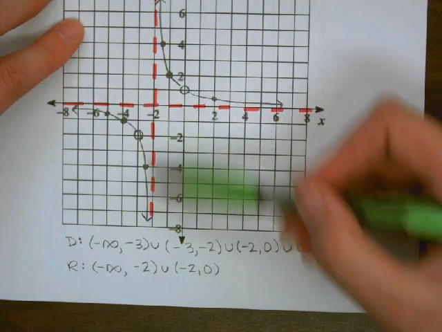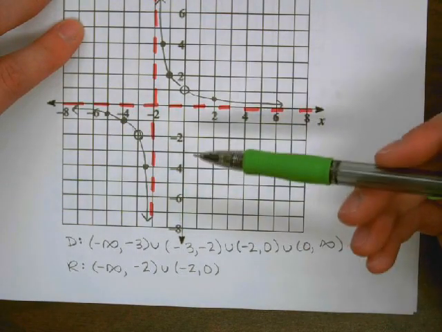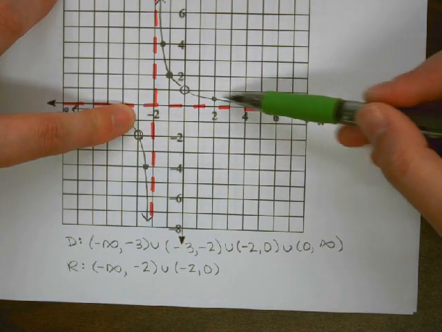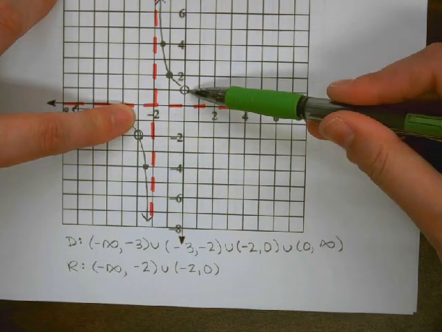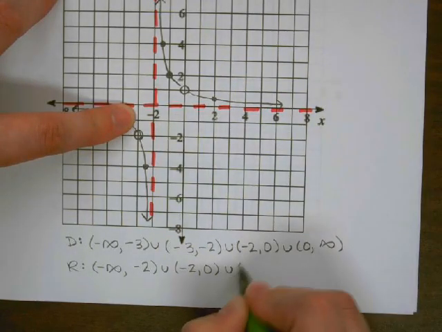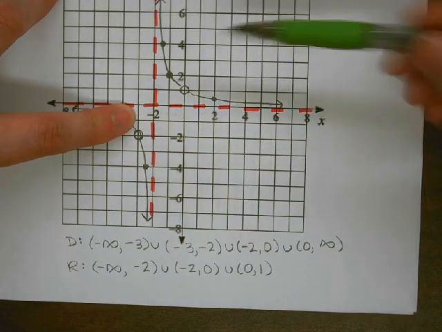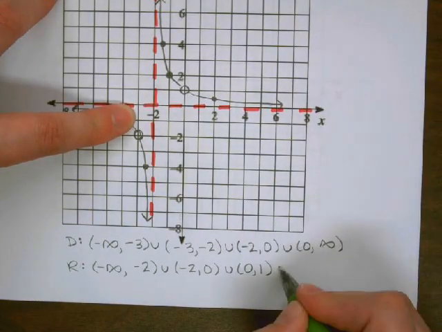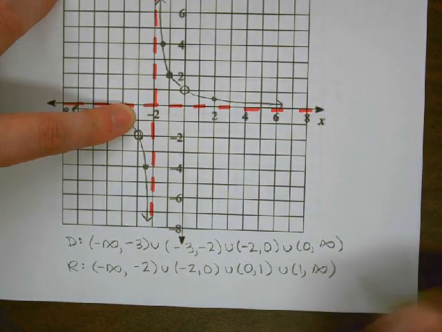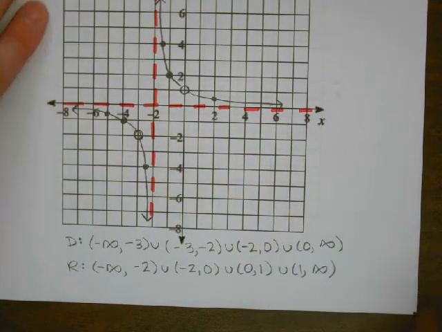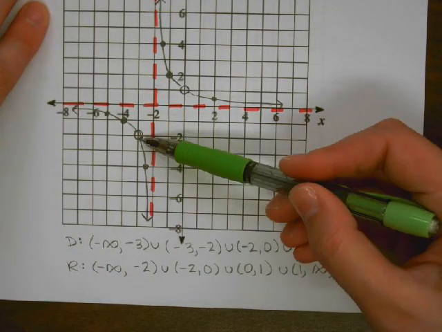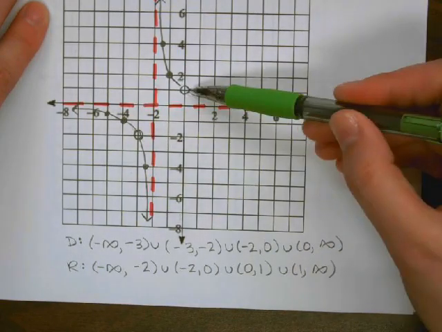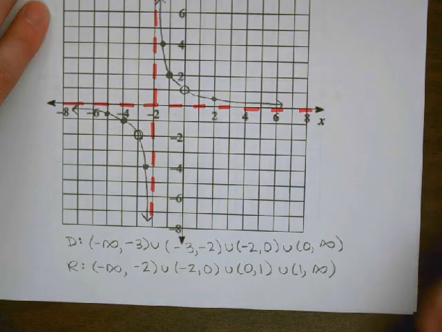So I'm done with the left curve. I've written all the range from the left curve. Now on the right curve, I have from 0, I have 0.5, I have from 0 to 1, and then I have to skip 1. And then from 1, I have all the values all the way up forever. So my range, negative infinity to negative 2, negative 2 to 0, 0 to 1, 1 to infinity.